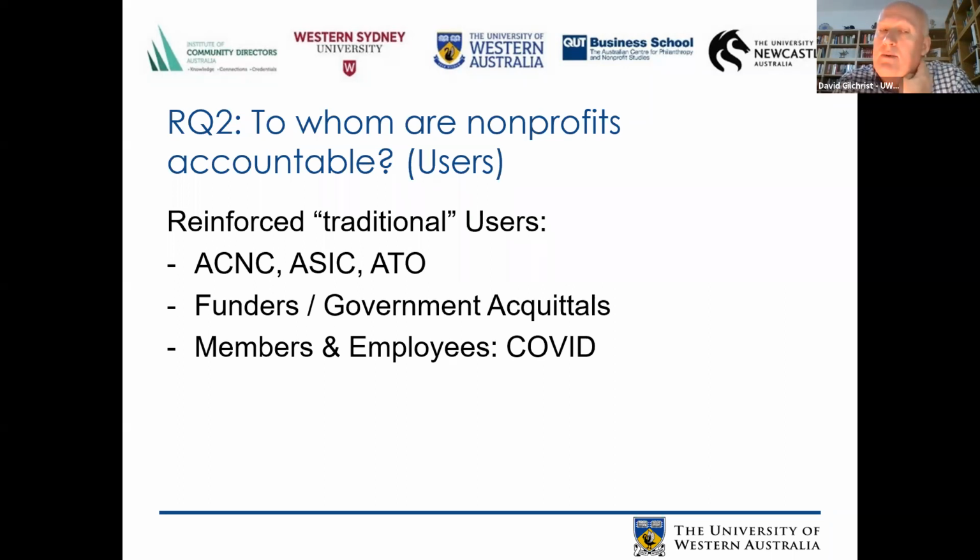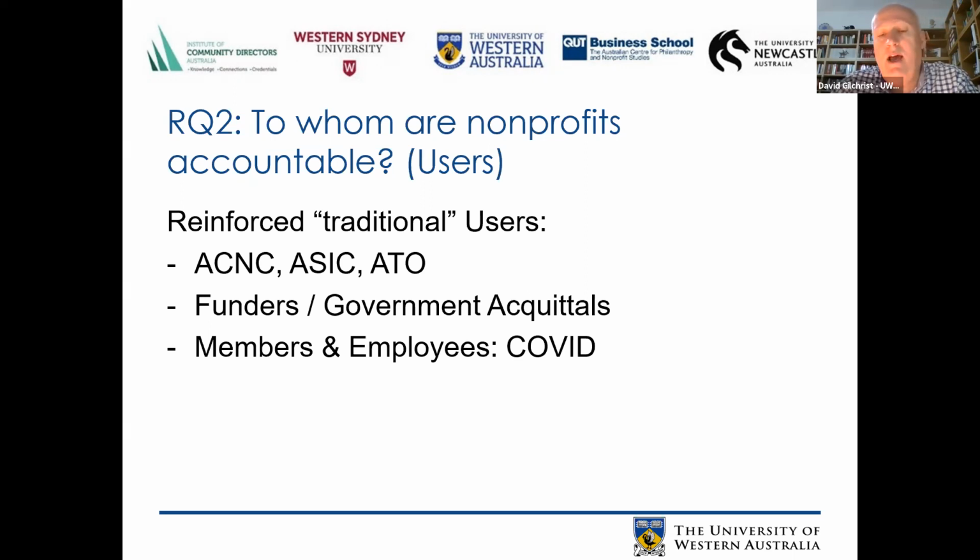What the roundtables did reinforce, though, is that the traditional users, the organisations and people that we traditionally identify as users, were identified. In this case, the Australian Charities and Not-for-Profits Commission, the Australian Securities and Investments Commission, and also the Australian Tax Office were all identified as users. These are all organisations within the Commonwealth Government, the national government, that have a role in regulating charities and not-for-profit organisations. They also identified the second lot of what we call traditional users, who are funders and people in government who require acquittals.